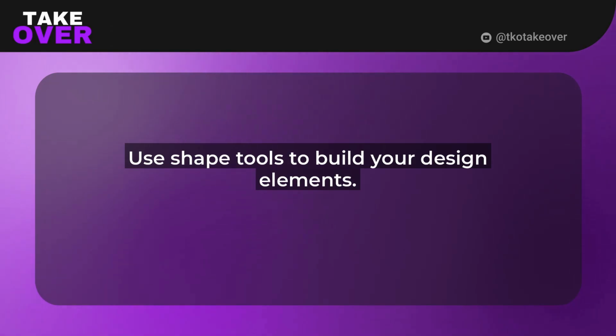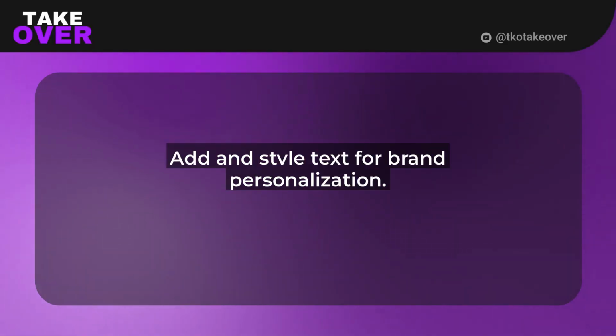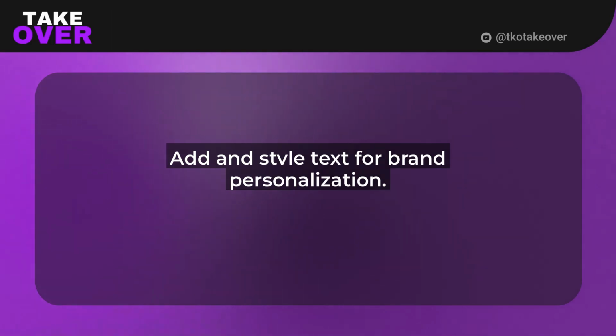Now, let's get creative with shapes. Figma's shape tools are your best friends. Select the rectangle or ellipse tool from the toolbar and draw out your base elements. For example, if you're making a simple icon, combine circles and squares to form a unique symbol. Don't forget to use the pen tool for more custom paths. It's perfect for intricate designs.